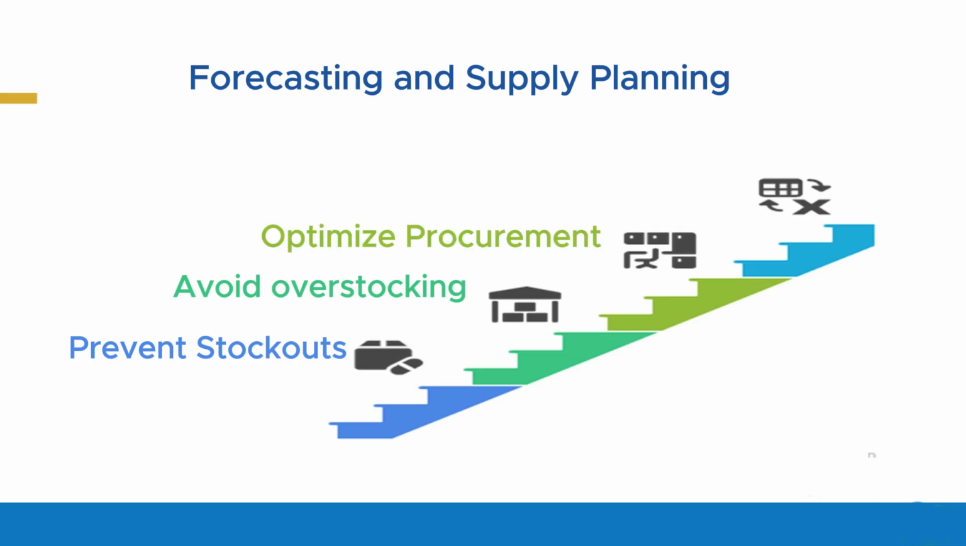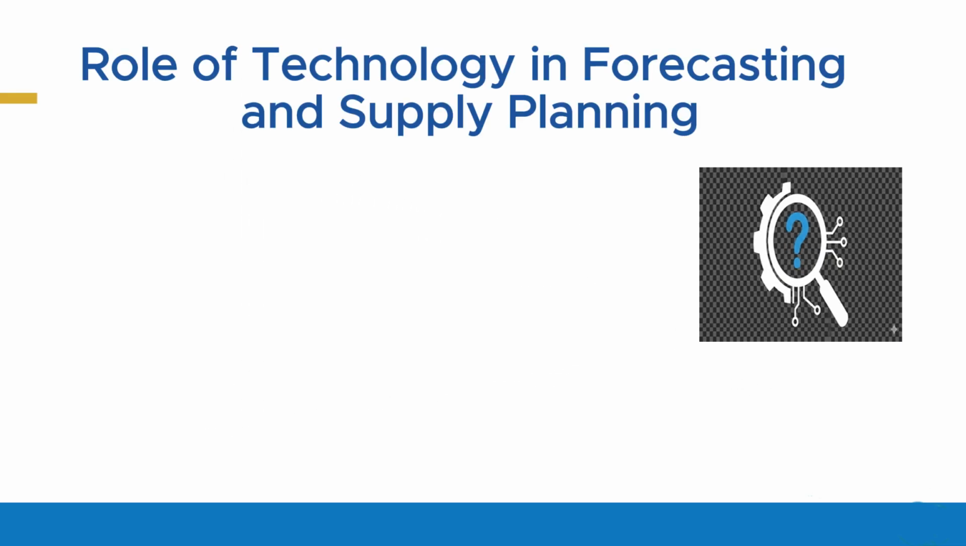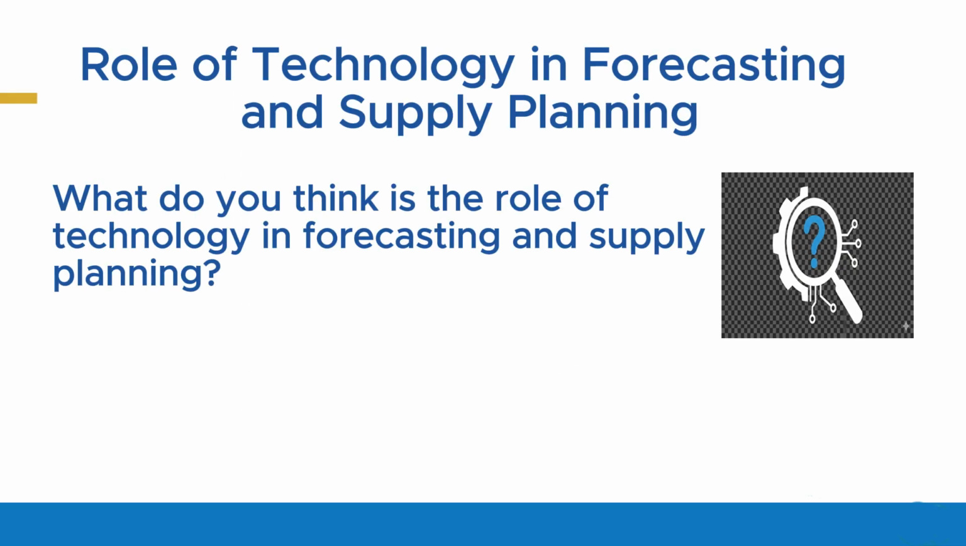Optimize procurement cycles and reduce emergency orders. Improve budget utilization and minimize supply chain disruptions. In Ethiopia, fluctuating demand, infrastructure constraints, and supply interruptions have challenged these processes, and technology supports solutions by improving data quality, visibility, and responsiveness. What do you think is the role of technology in forecasting and supply planning?